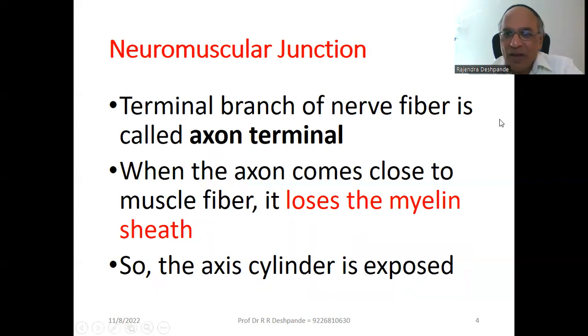The terminal branch of a nerve fiber is called the axon terminal. Terminal means end. When the axon comes close to the muscle fiber, it loses the myelin sheath. It cannot enter with the apron. It has to remove that myelin sheath, and then it will enter into the muscle. So the axis cylinder automatically gets exposed, and the myelin sheath is thrown away and the nerve enters into the muscle.